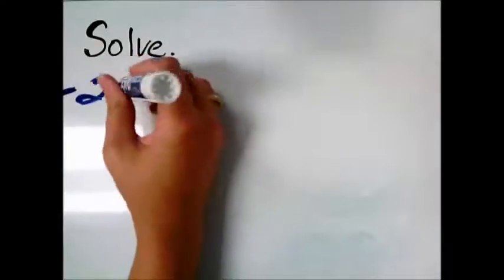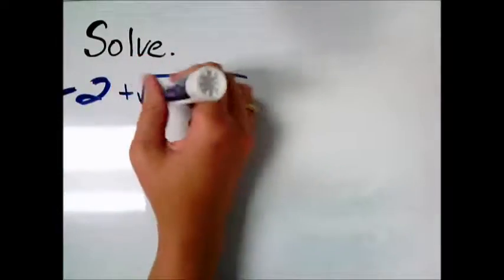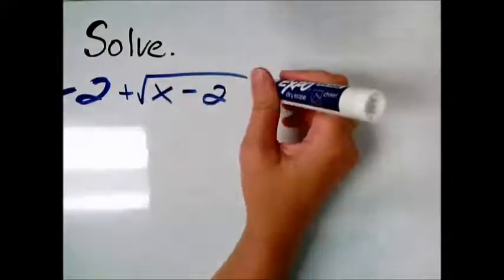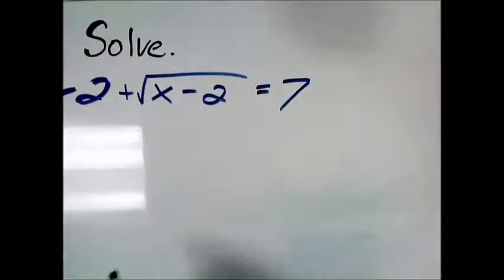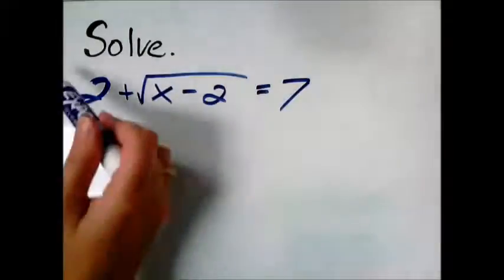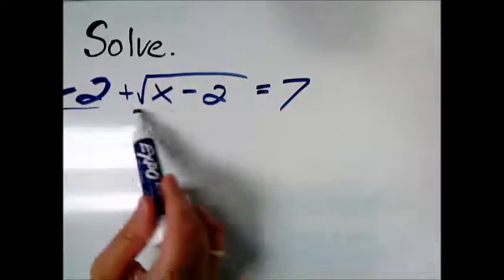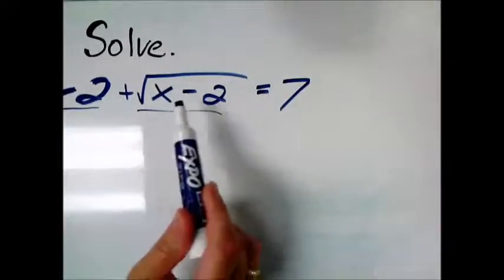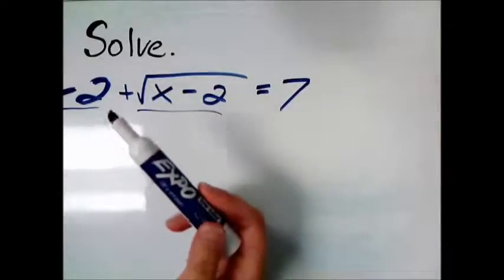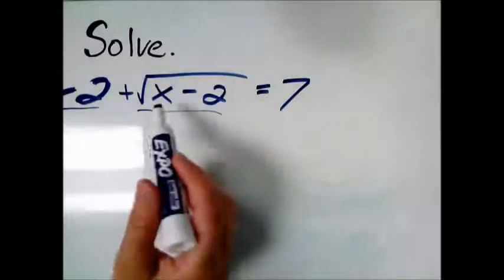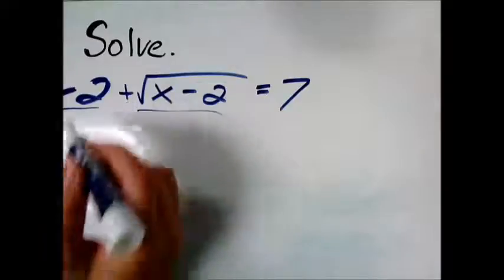Negative 2 plus the square root of x minus 2 equals 7. Now in this one, okay, I want to get rid of the square root, but be careful, I have to square all of both sides. If I square this, there are actually 2 terms here, and so I'd have to FOIL, and that wouldn't make it any simpler for me. So the big thing about getting rid of square roots is I need the square root to be by itself.